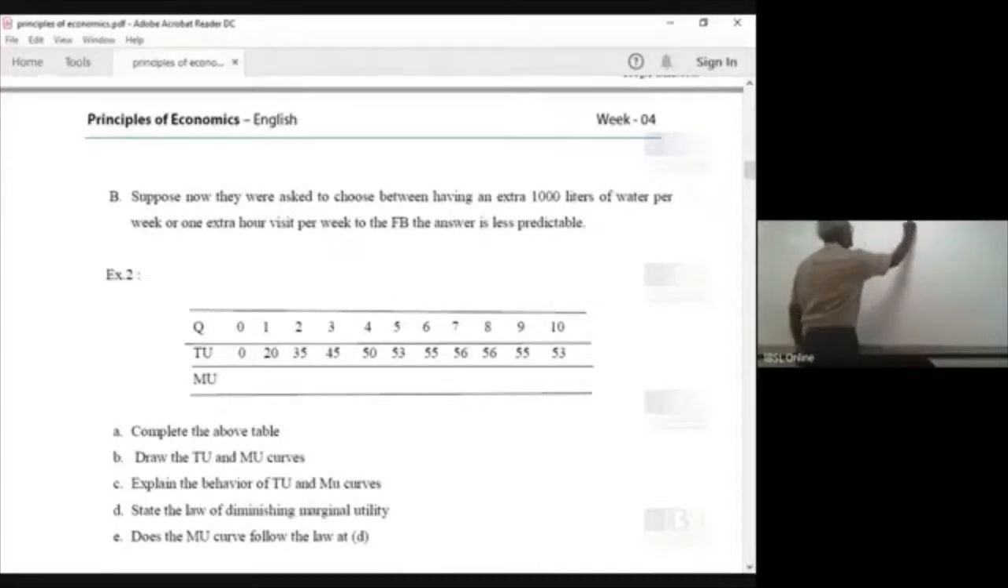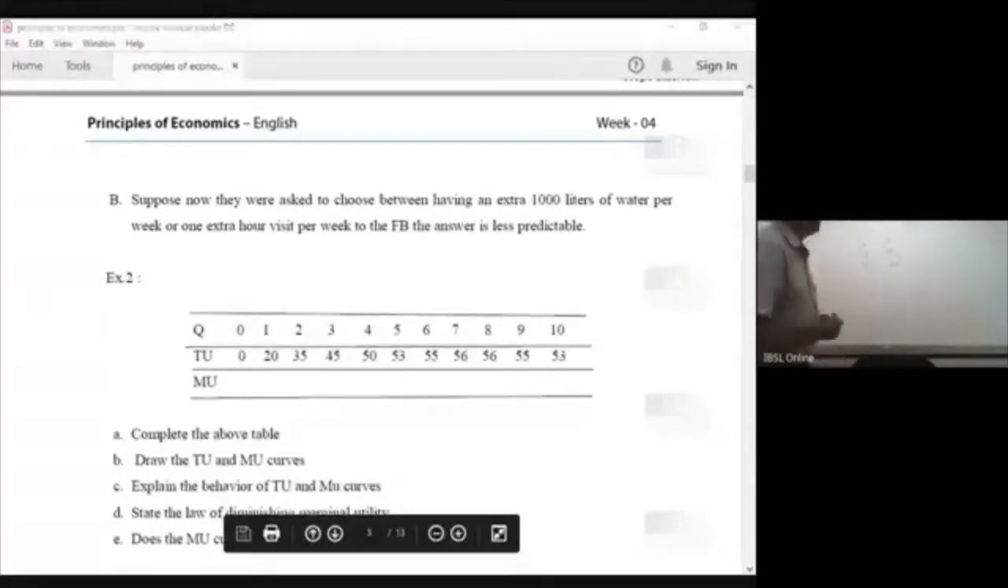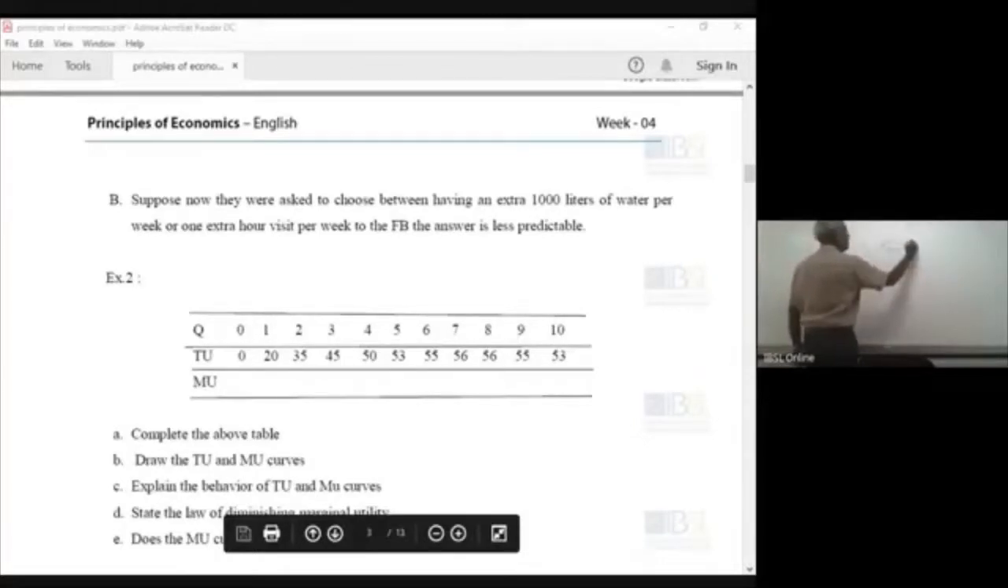Now marginal utility. How do you calculate? Change in this divided by change in that. Change in total utility, 35 minus 10, divided by 2 minus 1. 35 minus 10 is 25, 2 minus 1 is 1. Therefore, 25 divided by 1 is 25.